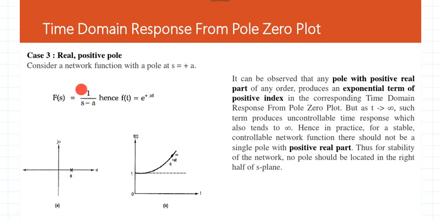Let us find the inverse Laplace transform of this. Moving from the S domain to the time domain, when we take the inverse Laplace transform, we get f of t to be e raised to at. What you see is a positive exponential term. Plotting this time domain response, we observe that it is an exponentially increasing signal. The output is exponentially increasing. Therefore, as the time tends to infinity, the magnitude of the signal also increases to infinity.